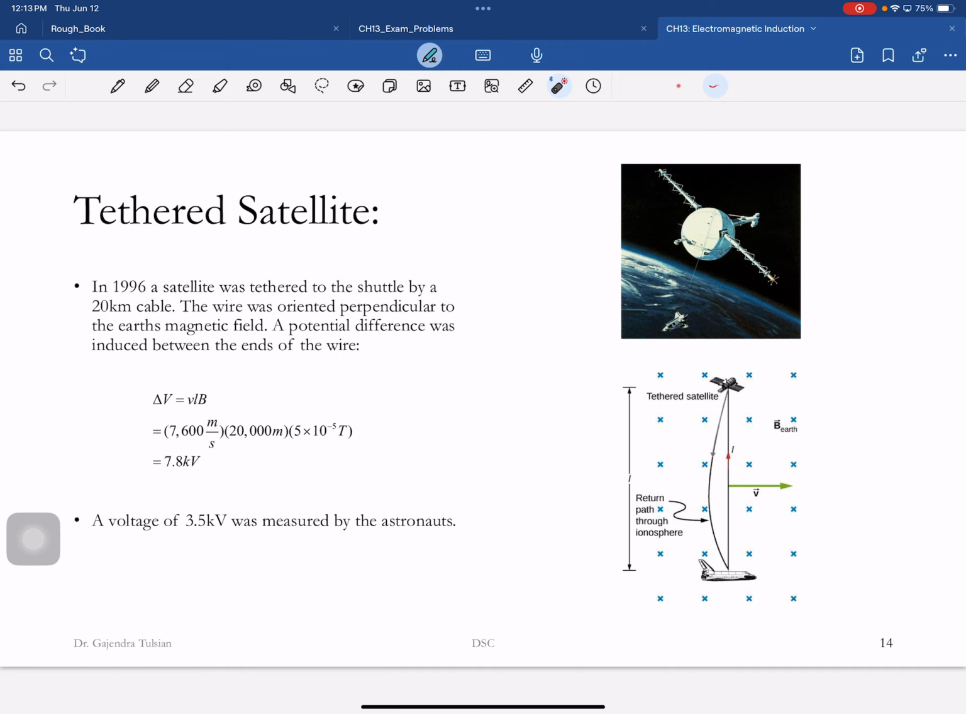So they tested this out using big toys. There's a shuttle, and here's a 20-kilometer long rod. This is the Earth's magnetic field. A satellite was tethered to the shuttle by a 20-kilometer cable. The wire was oriented perpendicular to the Earth's magnetic field. They should have seen a potential difference of 8,000 volts, and a voltage of 3,500 volts was measured. Probably charges leaking out and stuff.